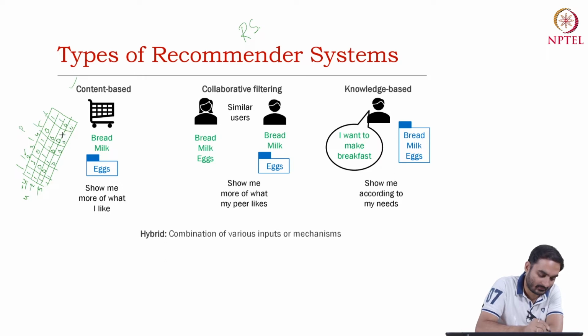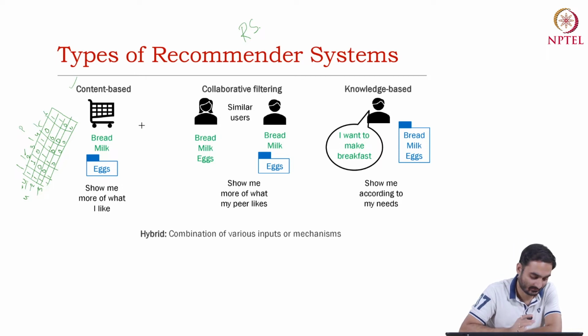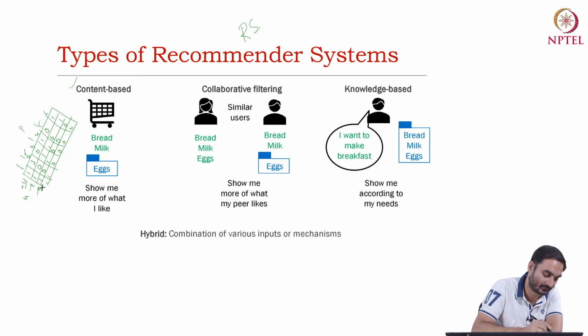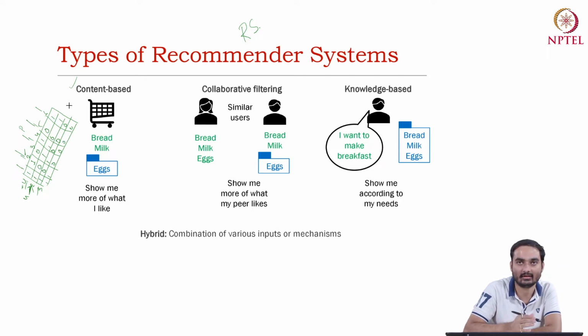In a content based recommendation system, the philosophy is that you show me those products which I like. So in content based recommendation, we look at individual content, individual products, and we also look at how this particular user has purchased other products, and depending on that we recommend. We will not look at the purchase pattern of other users.